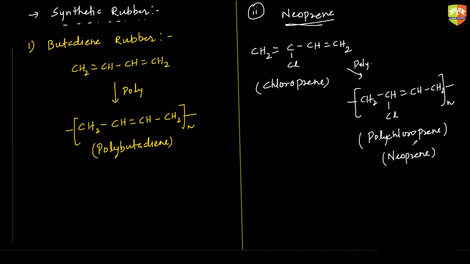Done. Can you go to the next page? Yes, sir. Third example. The third one we have is styrene butadiene rubber. Can you tell me the monomer of this? Monomers are styrene and butadiene. Styrene butadiene rubber, we also write it as SBR in short.